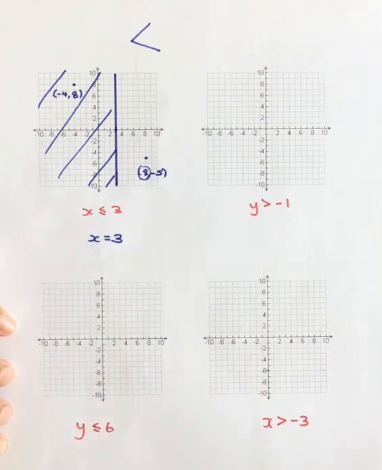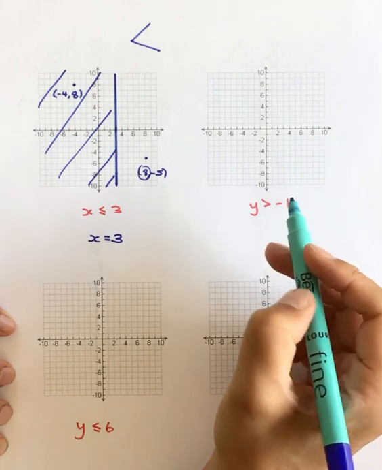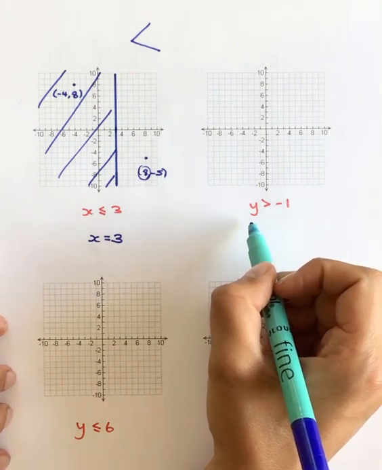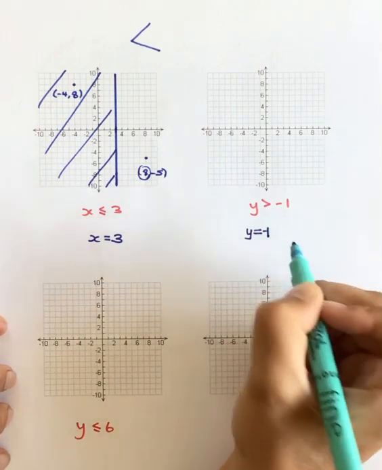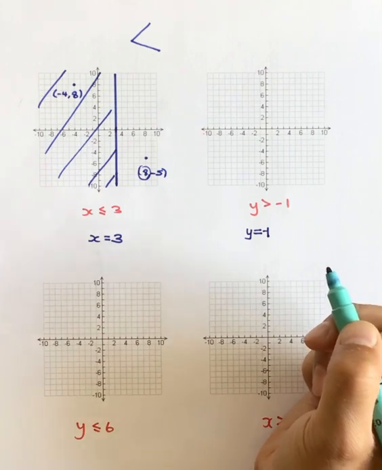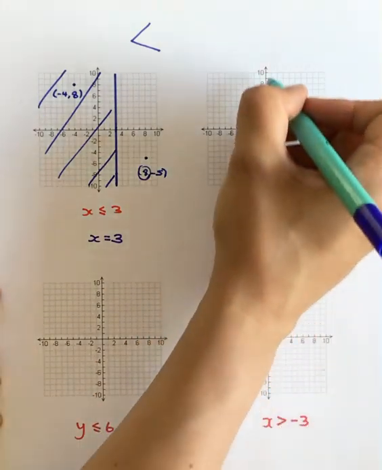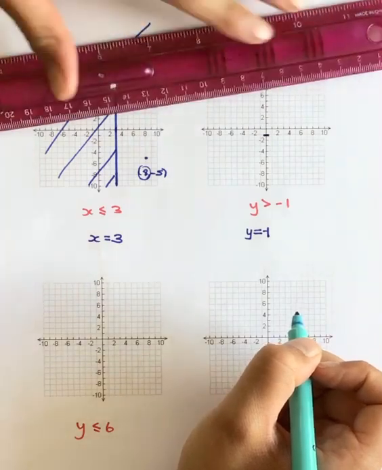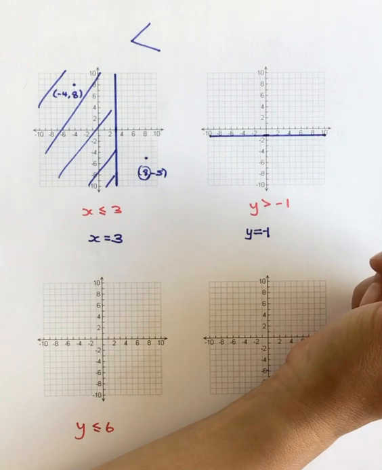Let's have a look at another example. This time y is greater than -1. So our boundary between where y is less than -1 and where y is greater than -1 is y equals -1. So we're going to start by drawing the line y equals -1. Using my cheating method, it will go through the y-axis at -1. So it will go through there, so it must be this line here. So this is the line, y equals -1.